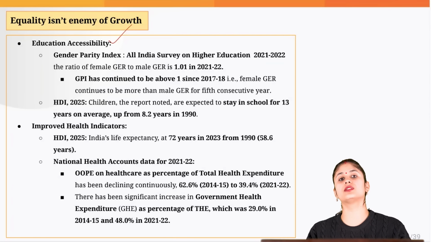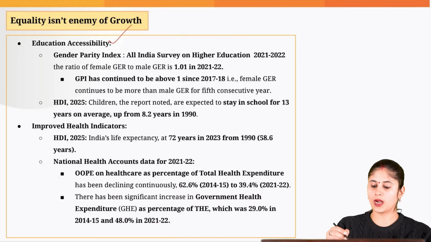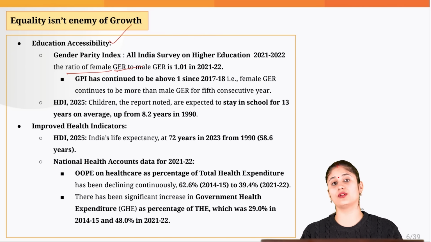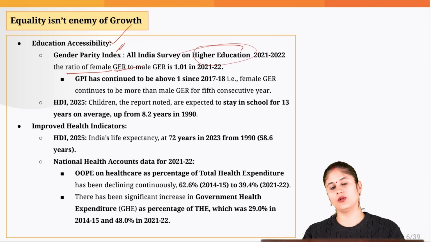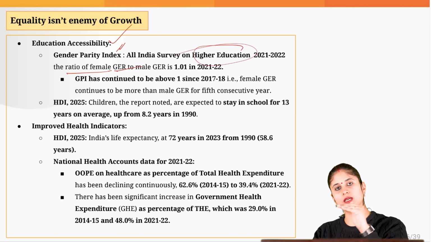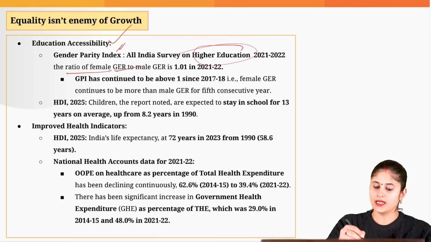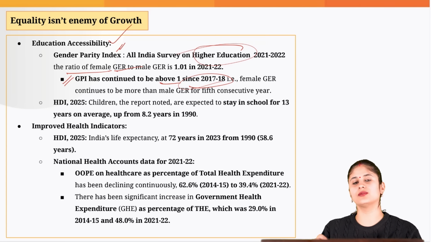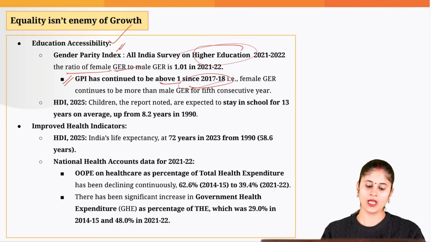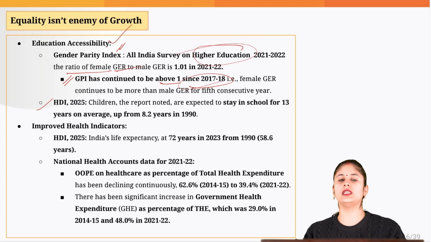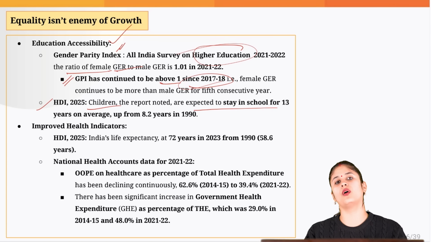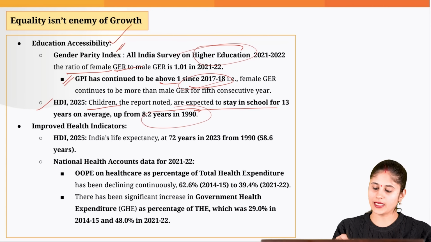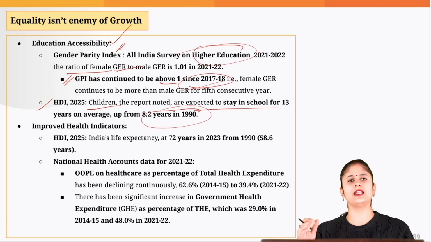Now, in the domain of education also, we have improved the scenario. If you talk about the female gross enrollment ratio to male gross enrollment ratio, especially at the higher education level, we have been able to attain gender parity. That means the female gross enrollment ratio is equal to the male gross enrollment ratio. This has continued to be above 1 since 2017-18 and we have consistently maintained that. When it comes to children, according to the HDI index of 2025, children are now staying in school for a longer time period. Way back in the 1990s, a child used to stay in school merely till 8.2 years, but now they are staying for 13 years.